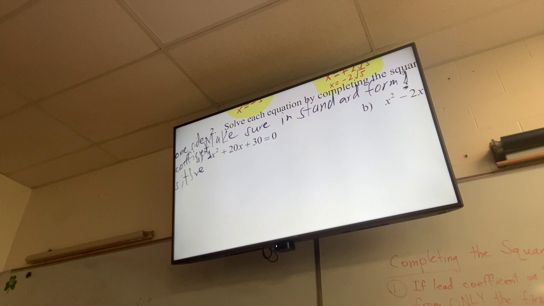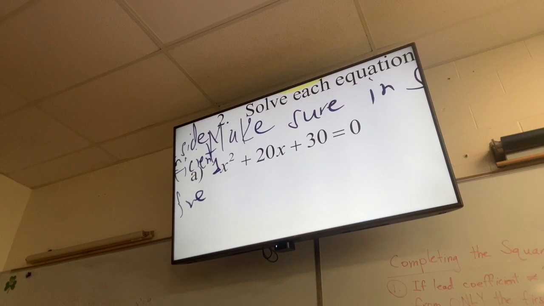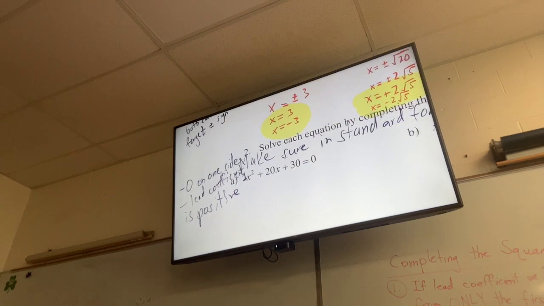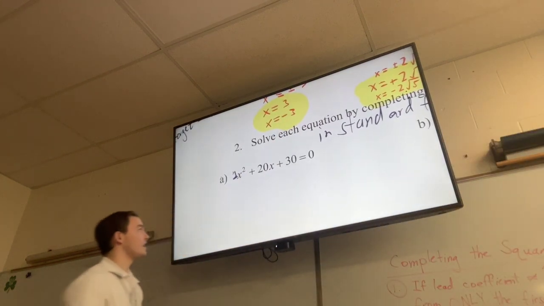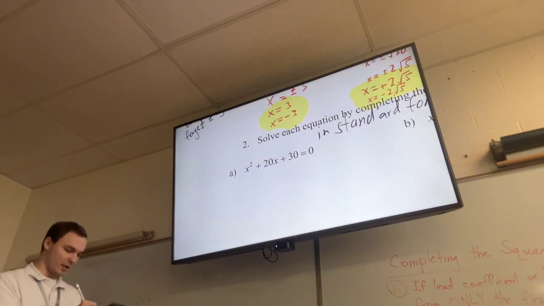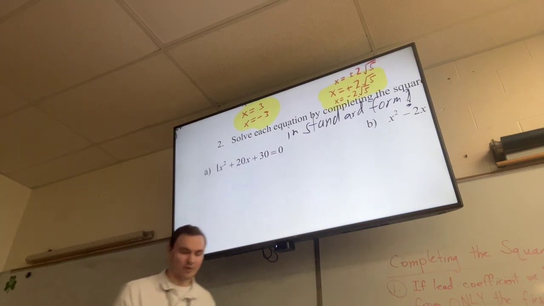All right, first step, I need to check to see if the lead coefficient is 1 or not. If it's not 1, I need to factor it out of just the first 2 terms. It is 1 here, so I can skip step 1. All right, so my lead coefficient is 1 here, so I can skip the first step. I'm actually going to skip step 1 for a lot of these.